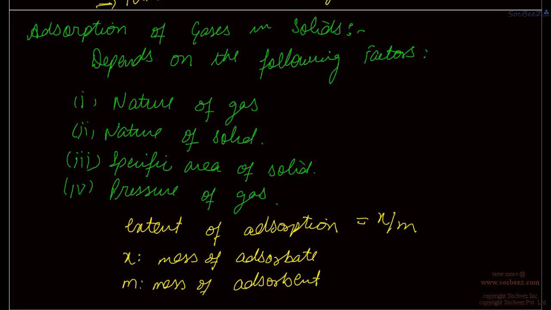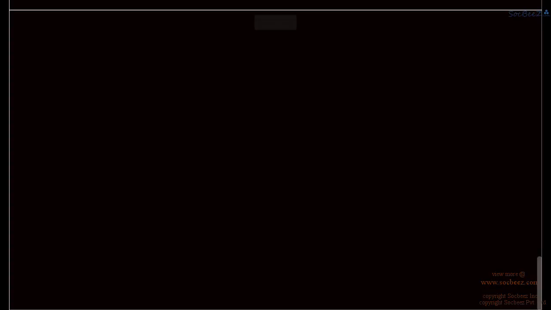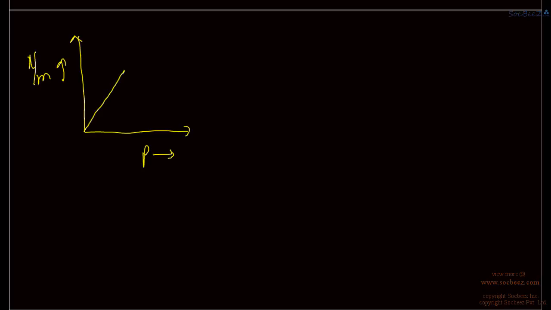So the extent of adsorption depends on pressure, and if we draw a graph between extent of adsorption and pressure, we get a graph like this. This is x by m, this is pressure. Initially the graph increases linearly and then suddenly it attains a saturated value. The pressure at which the adsorption attains the saturated value is known as PS, that is saturated pressure. Beyond this point, the adsorption remains constant.